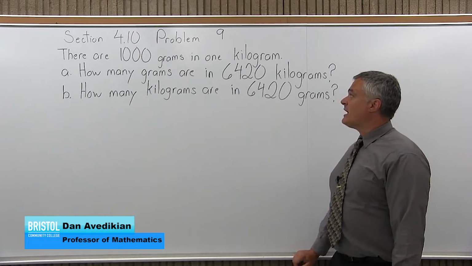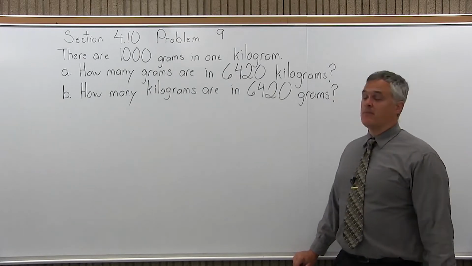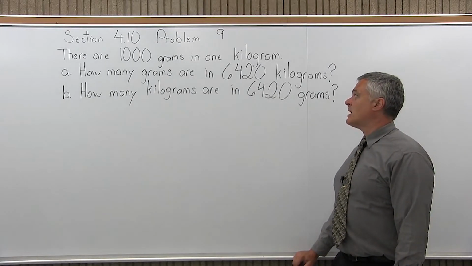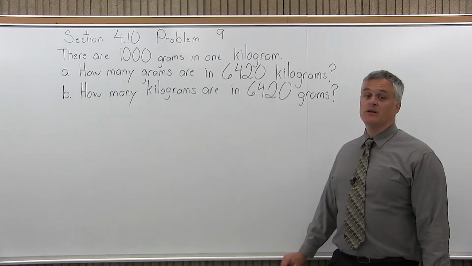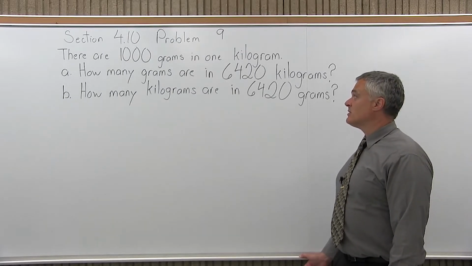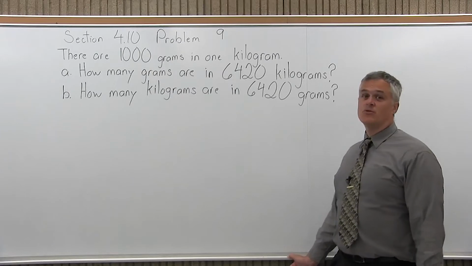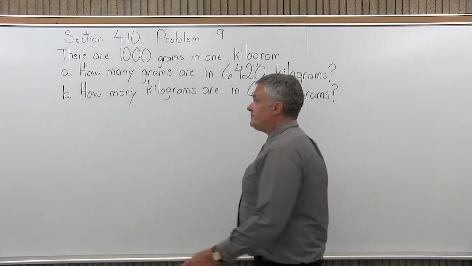It says there are 1,000 grams in 1 kilogram. Part A asks how many grams are in 6,420 kilograms, and Part B asks how many kilograms are in 6,420 grams. So, start with Part A.